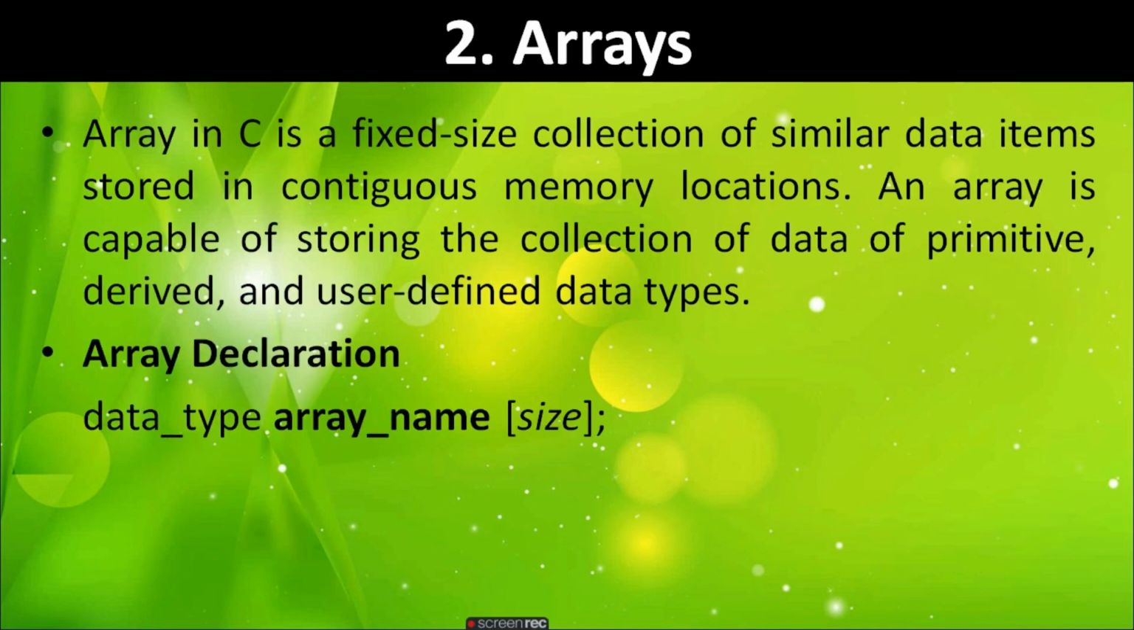Similarly, in the derived data type, we can have arrays. An array in C is a fixed size collection of similar data items stored in a contiguous memory location. An array is capable of storing a collection of data of primitive, derived, and user-defined data types. So we have the array declaration: data type, then the array name, and we can refer to the size for the array name.